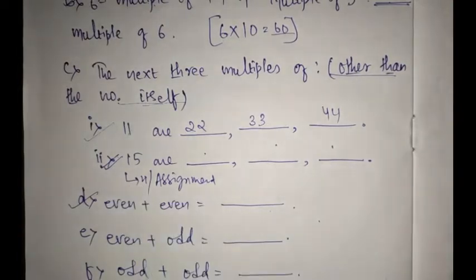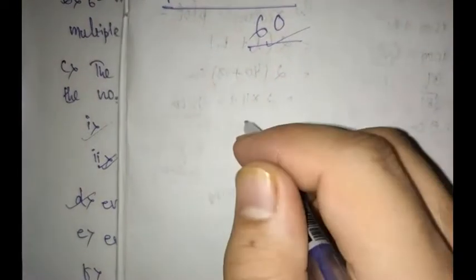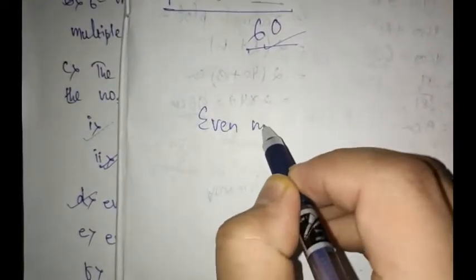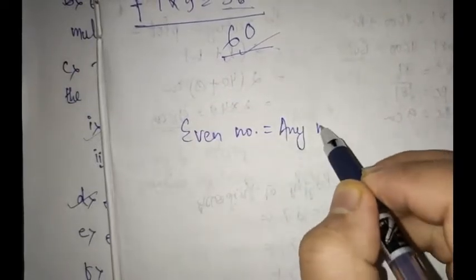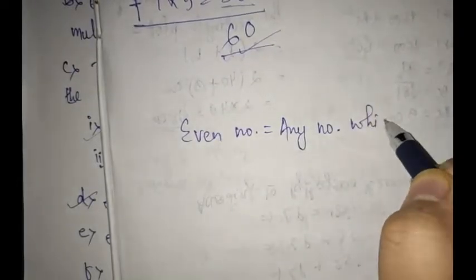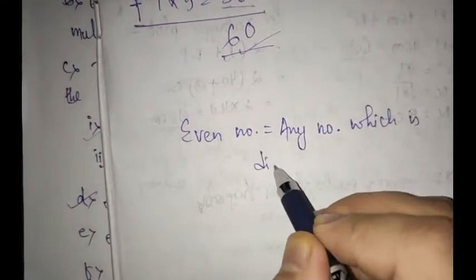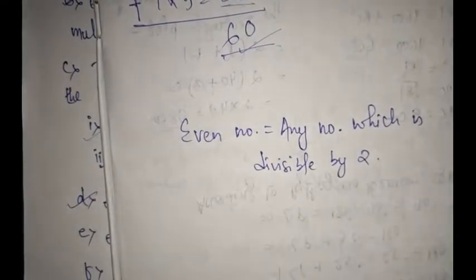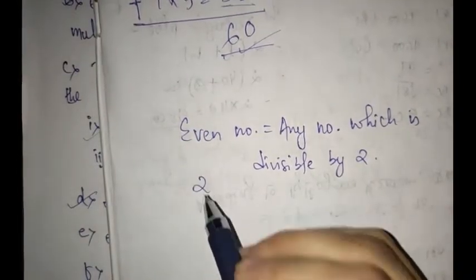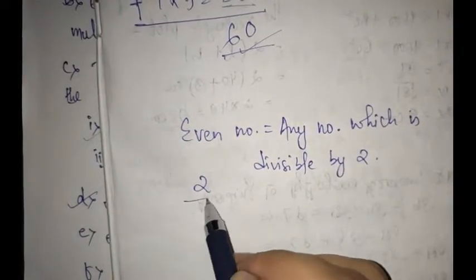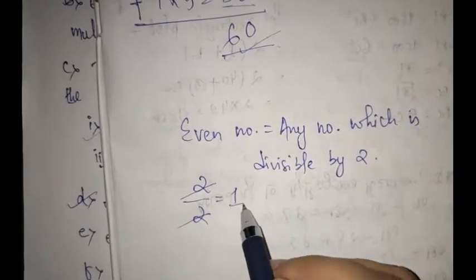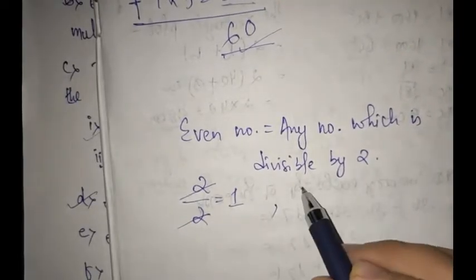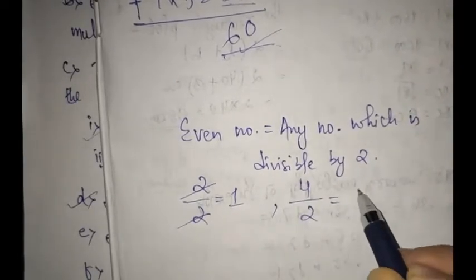Now comes the important topic, I guess, which I have discussed in the introduction part. You may have forgotten, no problem. Even plus even. Now let me discuss what is an even number. An even number means any number which is divisible by 2. Say for example 2. You can divide 2 by 2. 2 ones are 2. Yes, we can divide. Can you divide 4 by 2? Yes, 2 twos are 4.